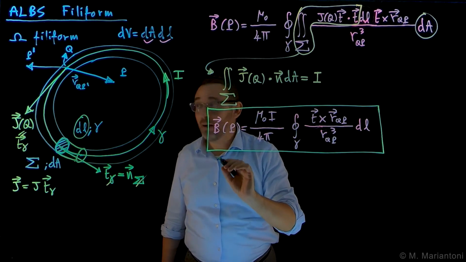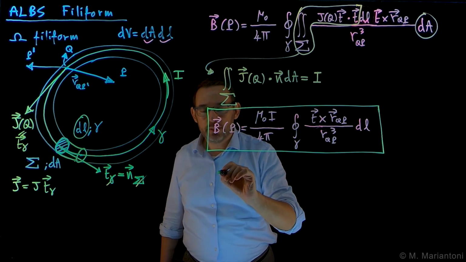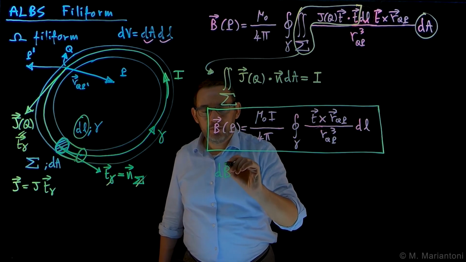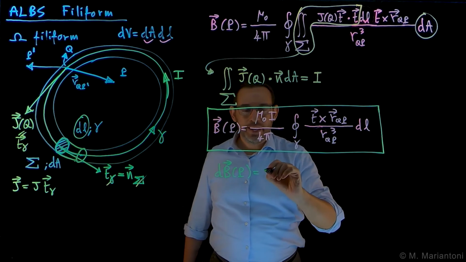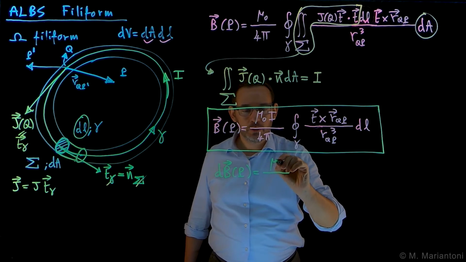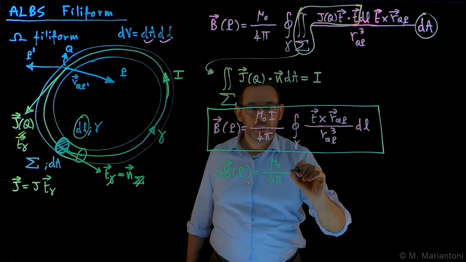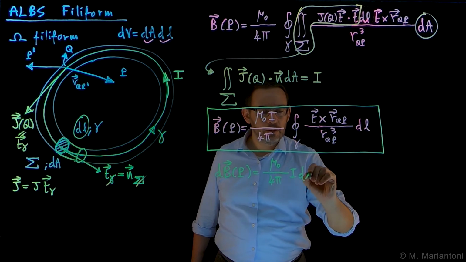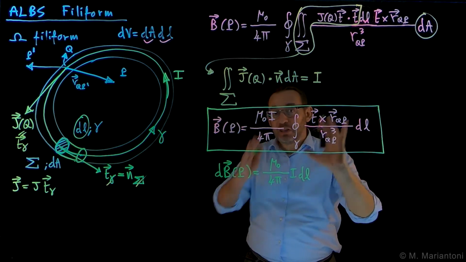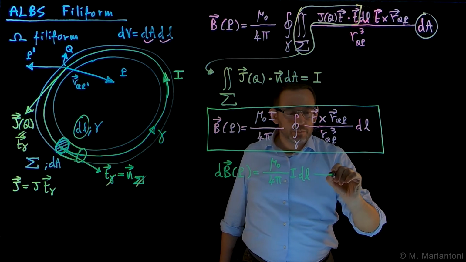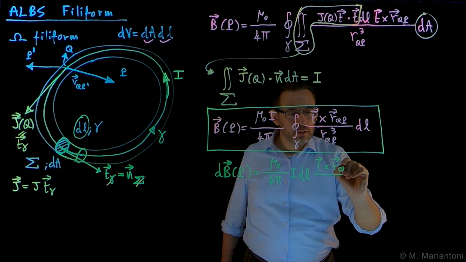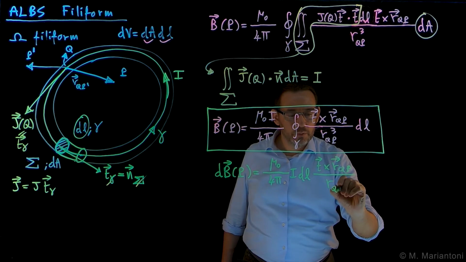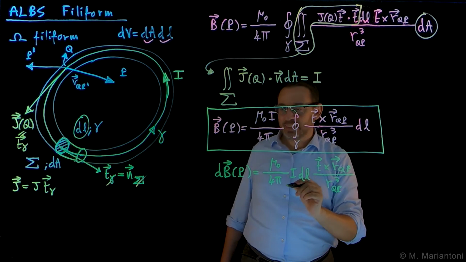That is, I want to write down, in other words, dB, the infinitesimal B field at capital P due to just an element of current, mu naught over 4 pi, I dl, which is an infinitesimal element, no integral, only the integrand if you want, t cross R_QP divided by R_QP cubed.